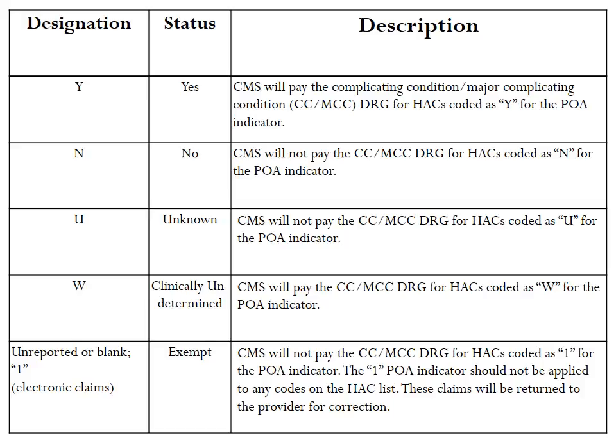Present on admission can also be unknown, or have a designation of U, or a designation of W for clinically undetermined. There are also situations where conditions are considered exempt from present on admission status and generally revolve around newborn encounters.